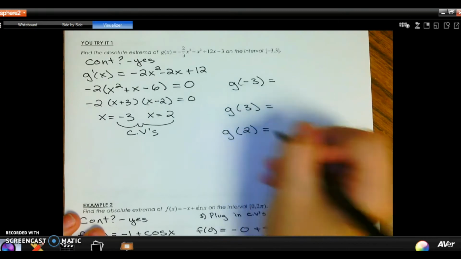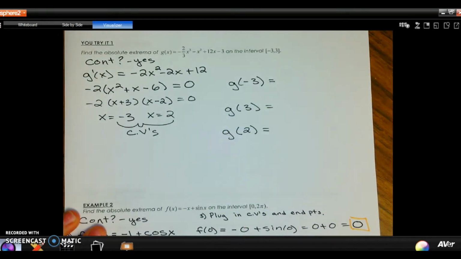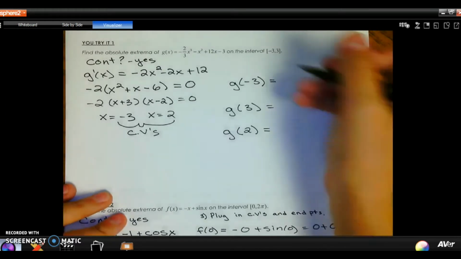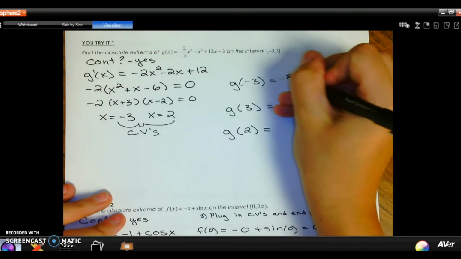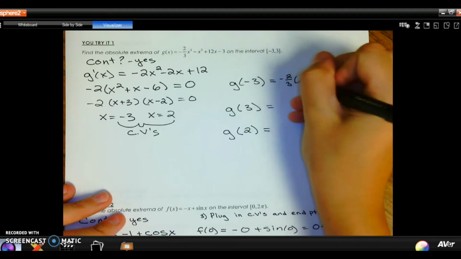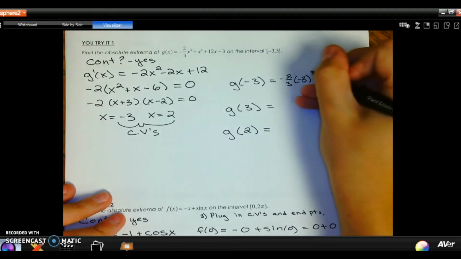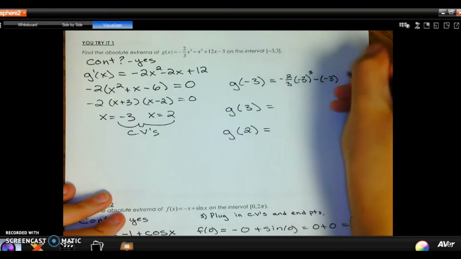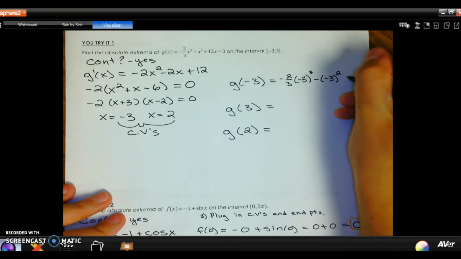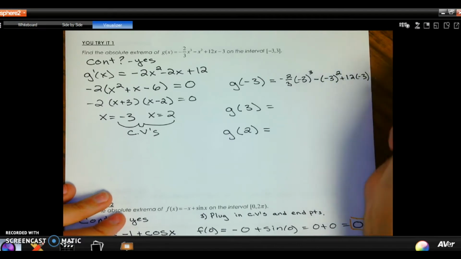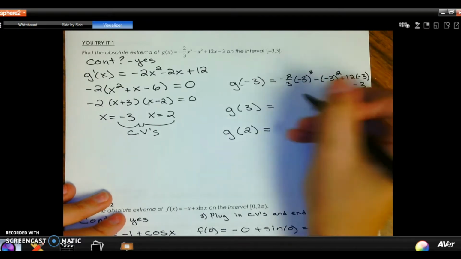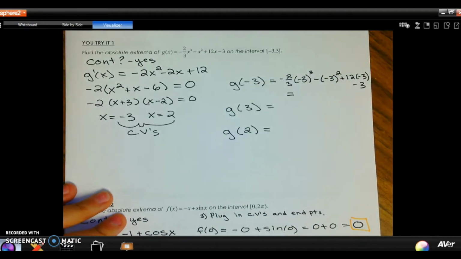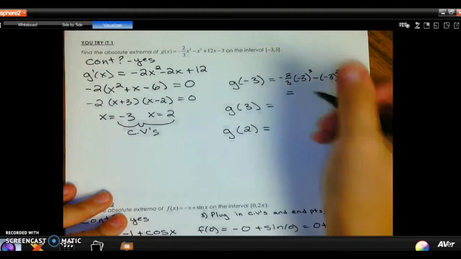Now you're just going to take those, plug them into the original, and see what you get for your outputs. I'll just show this on the first one for time's sake. All I'm doing is taking -3 and just plugging it right into the original. Just be careful, watch your squareds. It's 12, -3, and I also have a -3 there. So for that, when I plugged that in, I got a -30.